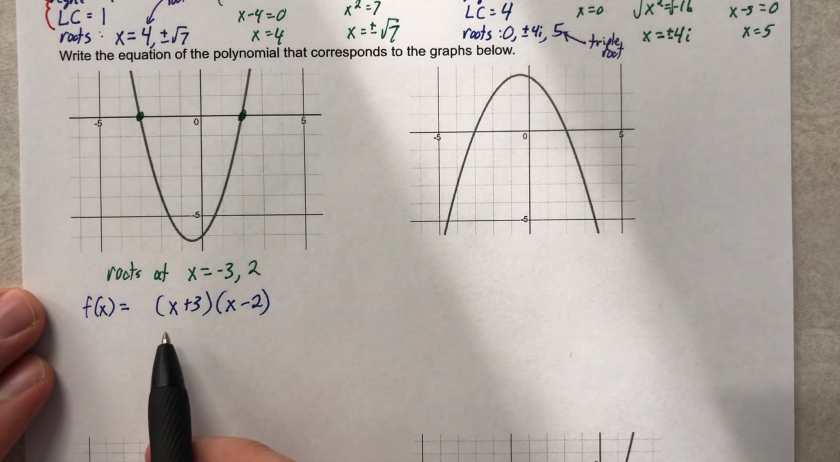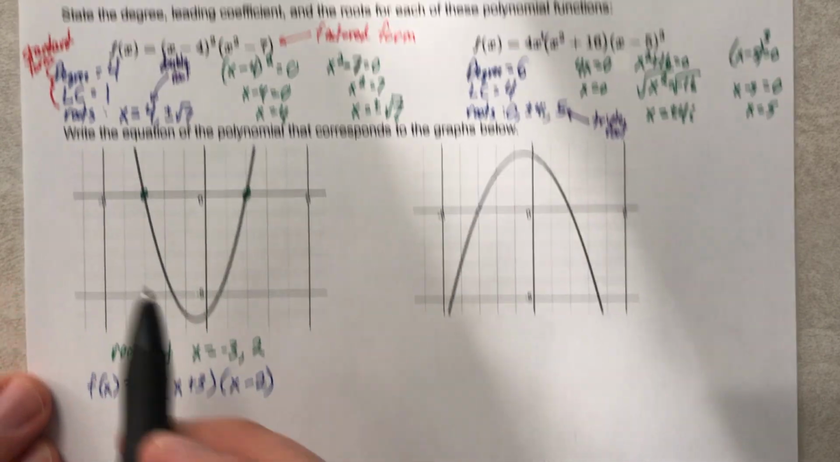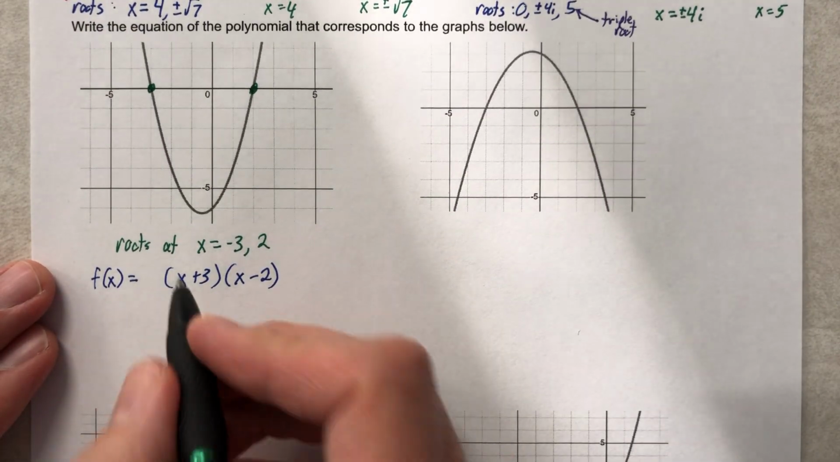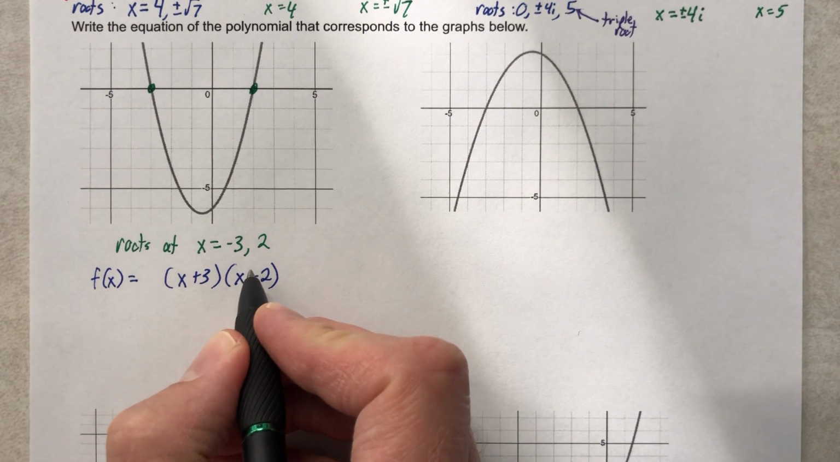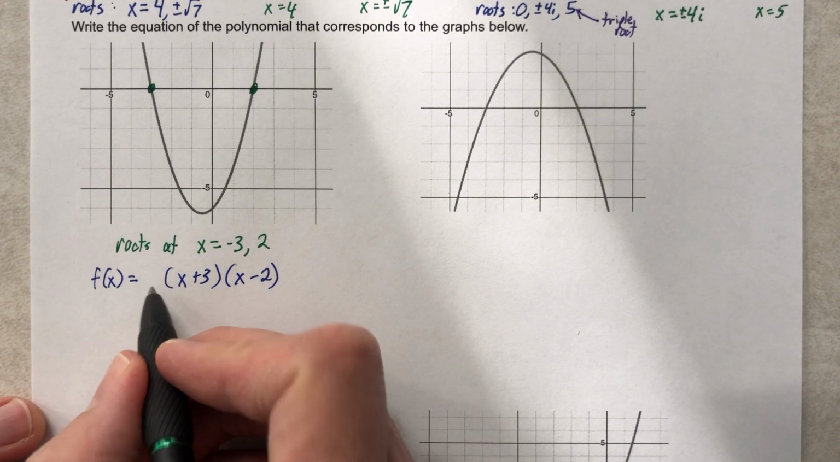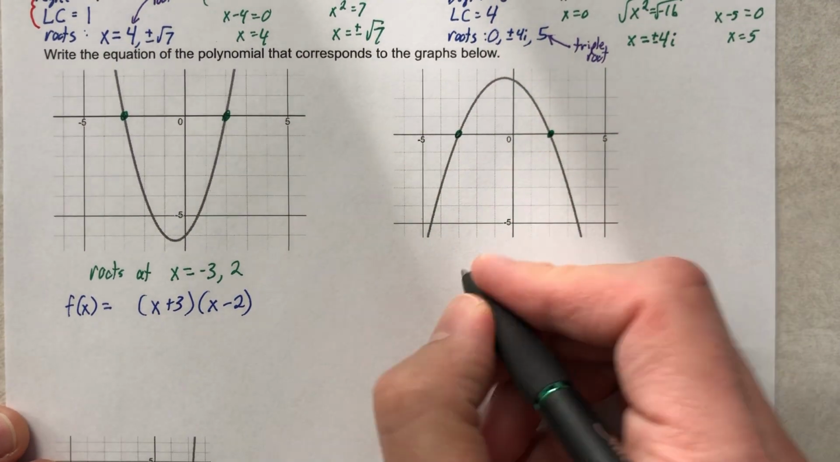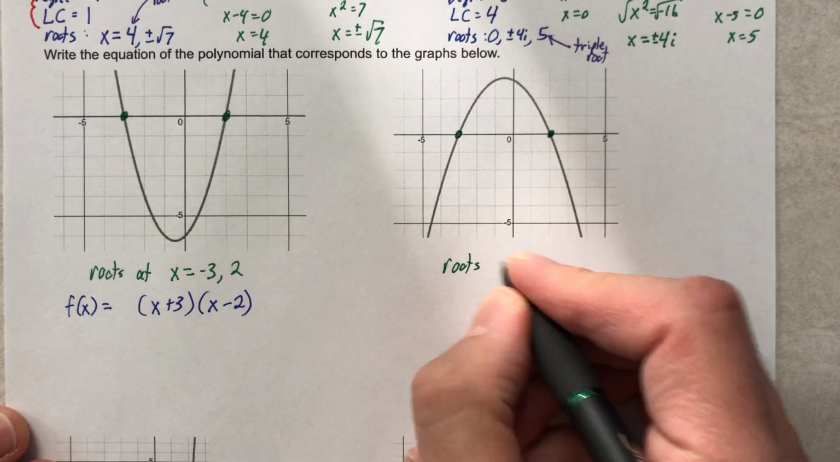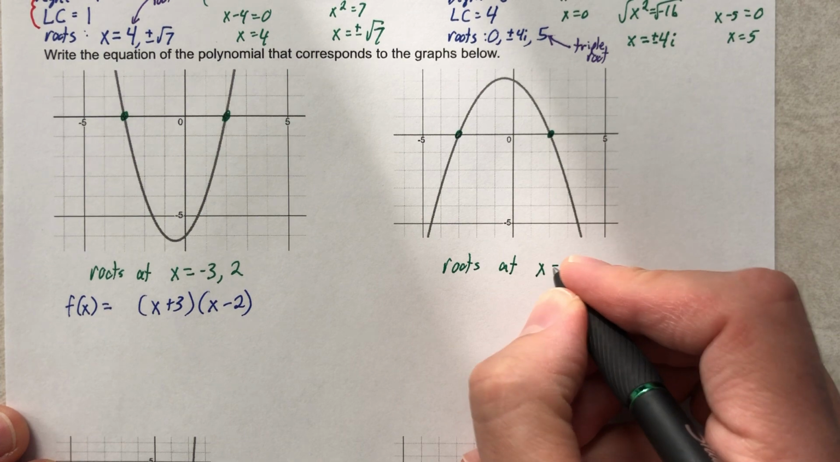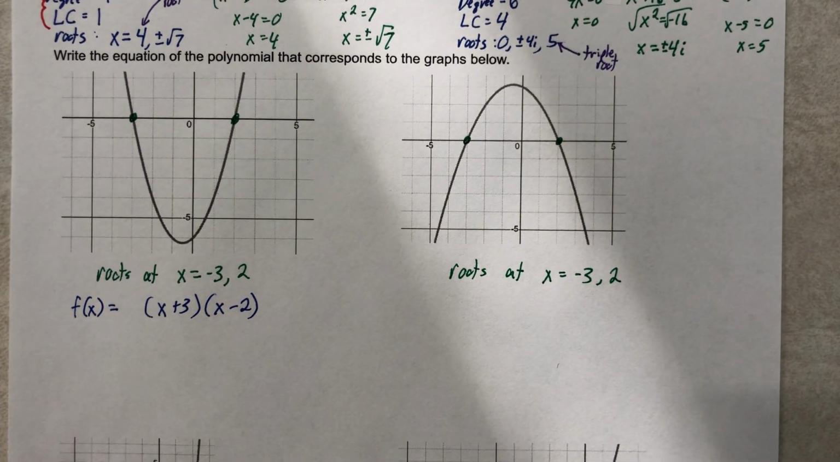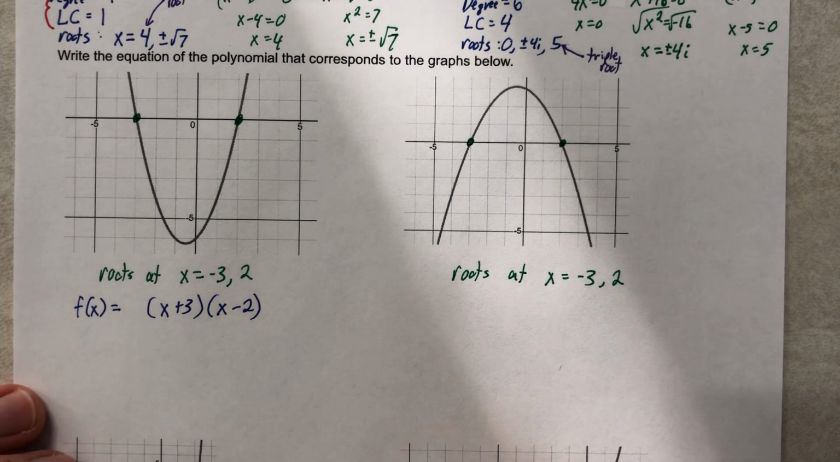By the way, if I would have asked for the degree or the leading coefficient, I would need standard form for that. Or at least I would need to be able to say, oh, 1 and the 1 makes 2 for my degree. My leading coefficient is a 1. You can do that also. Okay? Here we go. This one has roots at x equals -3 and at +2. Okay, cool. That works. Let's keep going.